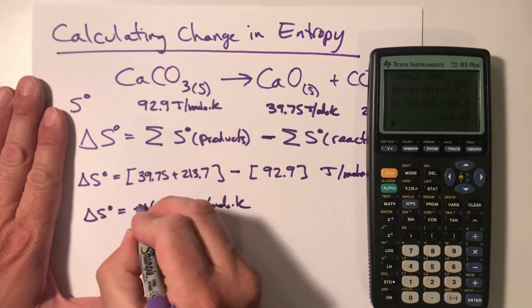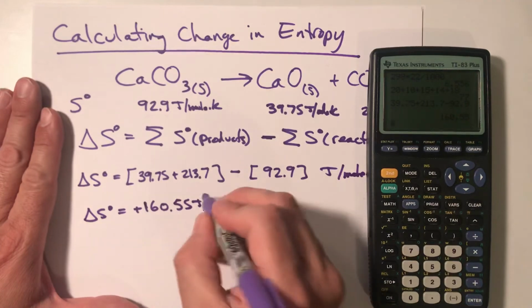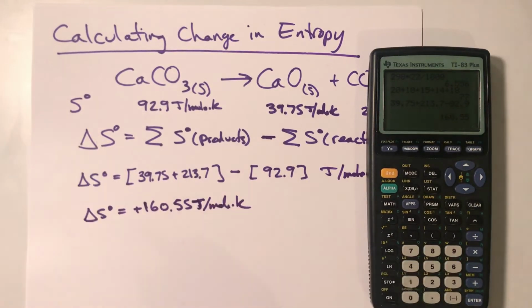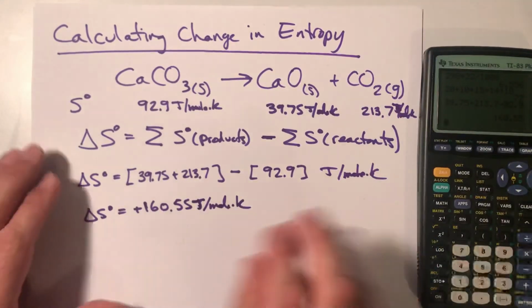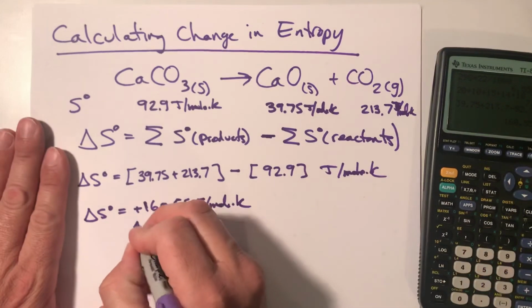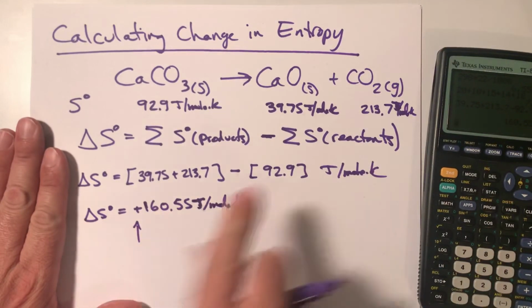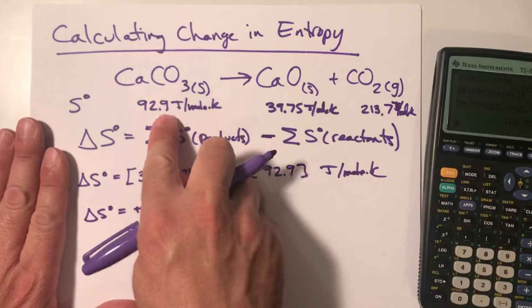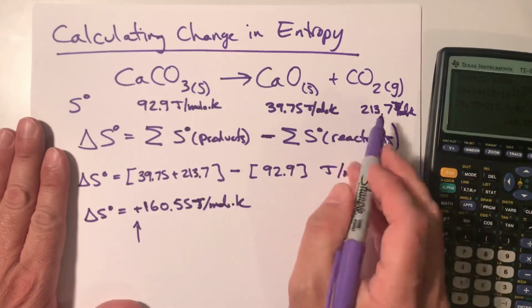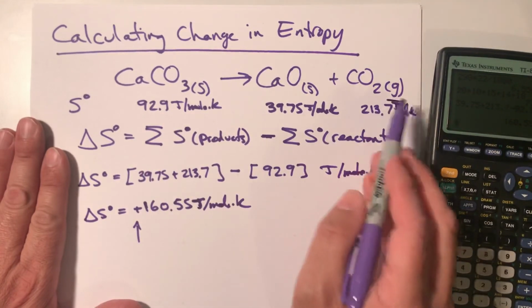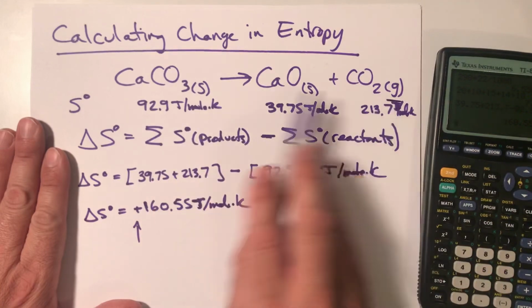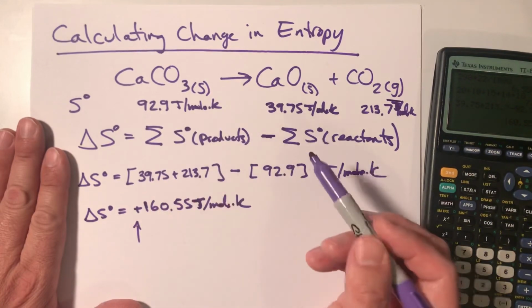All right, so these are generally speaking going to be pretty straightforward calculations. What's most interesting, as is almost always the case, is the sign here. We have a positive delta S because our products have more entropy than our reactants. And we could have predicted that beforehand because we're evolving a mole of gas here, whereas we had no moles of gas on the reactant side.